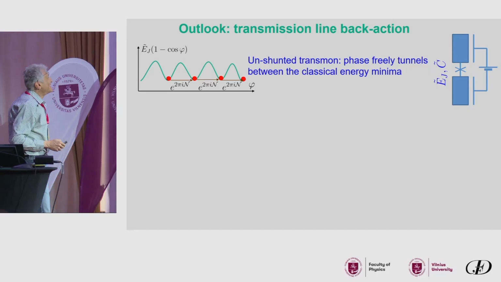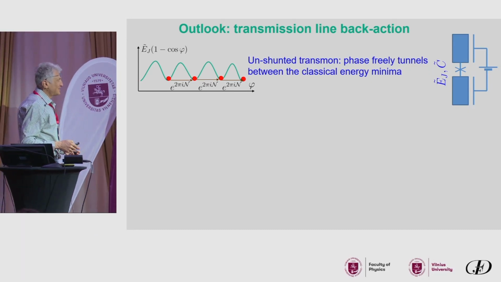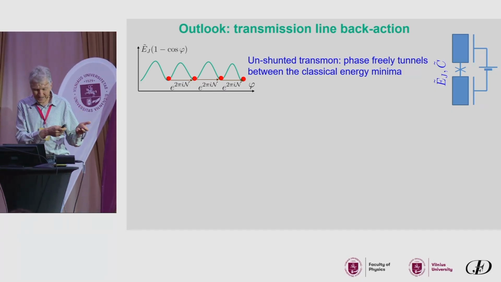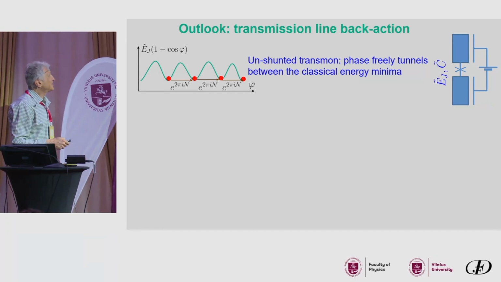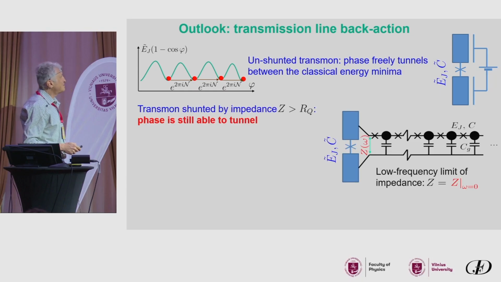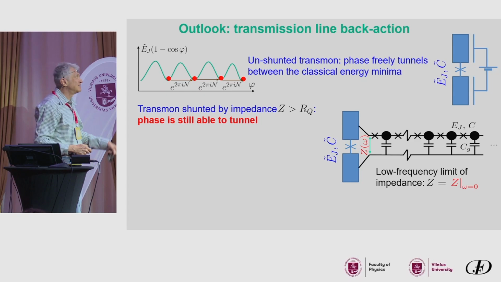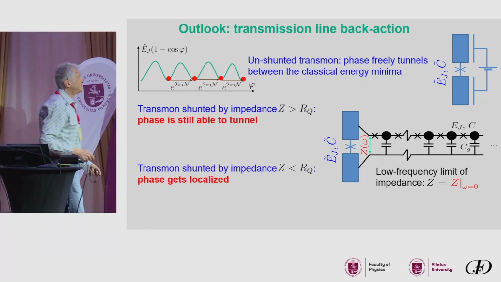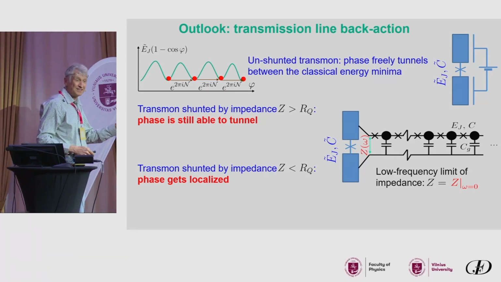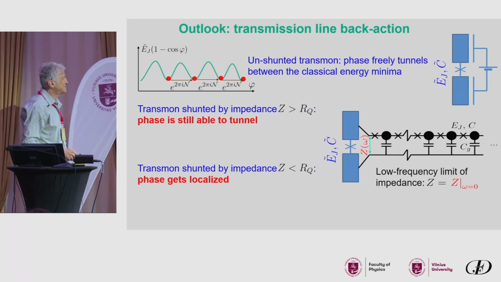So, as I said in the beginning, an enchanted transmon, and again, it's a lousy transmon, charge sensitive. It's not what is used for practical purposes. But in this charge sensitive transmon, phase freely tunnels between the classical energy minima. Now, for a high impedance transmission line connected to the transmon, it inhibits tunneling a little bit, but the phase is still able to tunnel between the minima. Now, it turns out that if you take Z less than RQ, then the phase gets localized. So there is no way to tunnel between the minima if you attach a line with Z less than RQ.